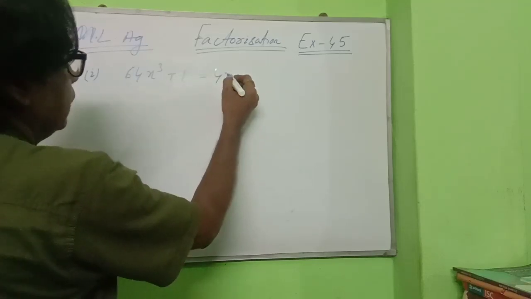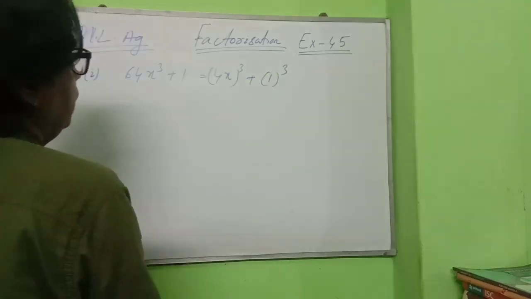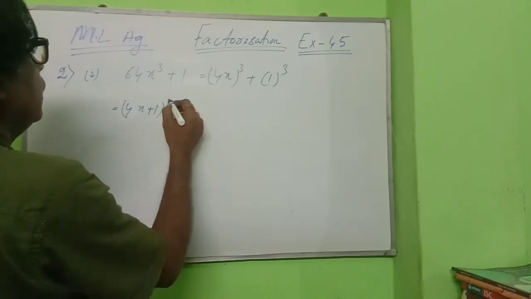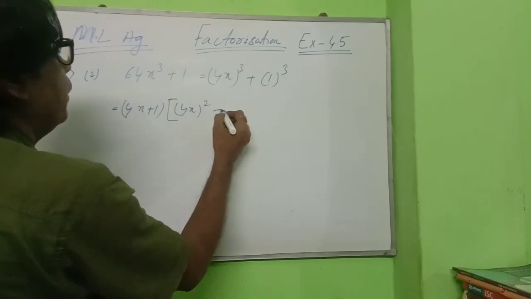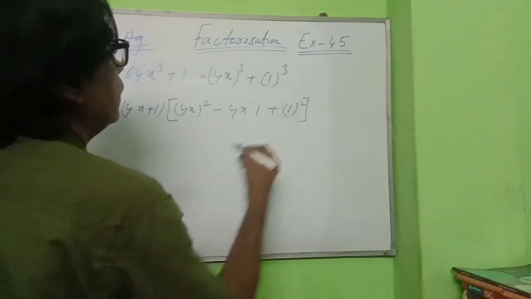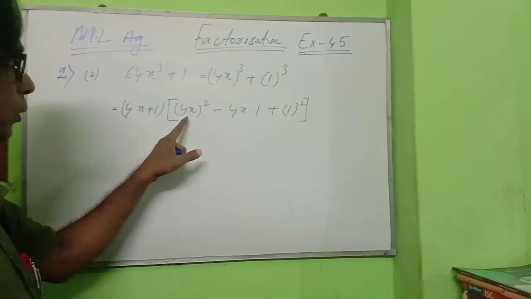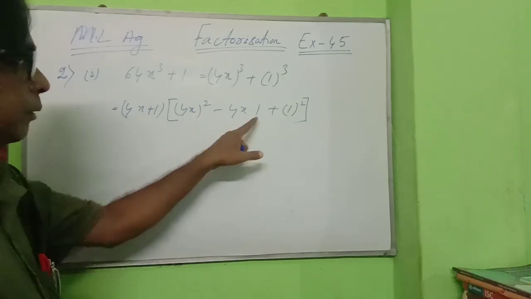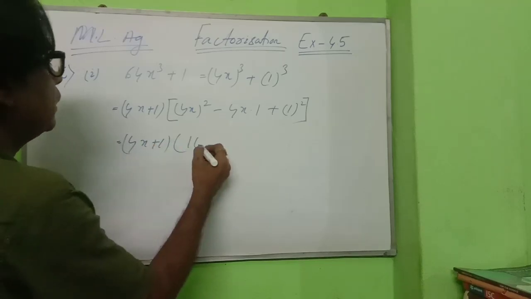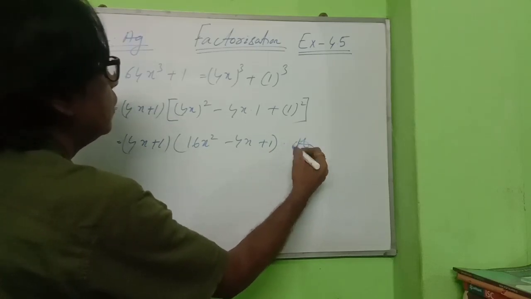64x cube is 4x whole cube and this is 1 whole cube. You have to apply the a cube plus b cube factorization formula here. That means a plus b, 4x plus 1, times a square, that is 4x whole square, minus ab, 4x into 1, plus 1 whole square. The a cube plus b cube formula is a plus b whole into a square minus ab plus b square. Now 4x plus 1 into 16x square minus 4x plus 1. This is the answer of number 2, first part.